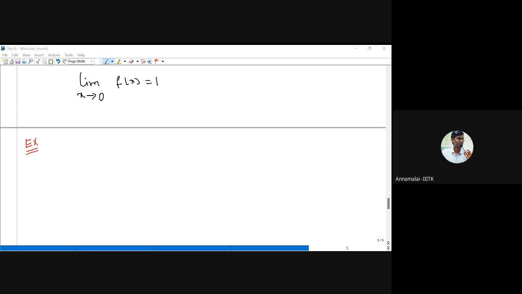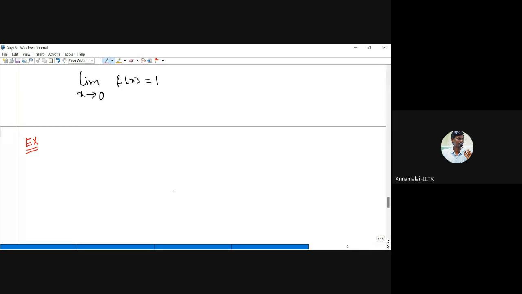So now, find the right hand limit and left hand limit of this function. But we have to work more. You should know that. Okay. Anyway, I read the problem.